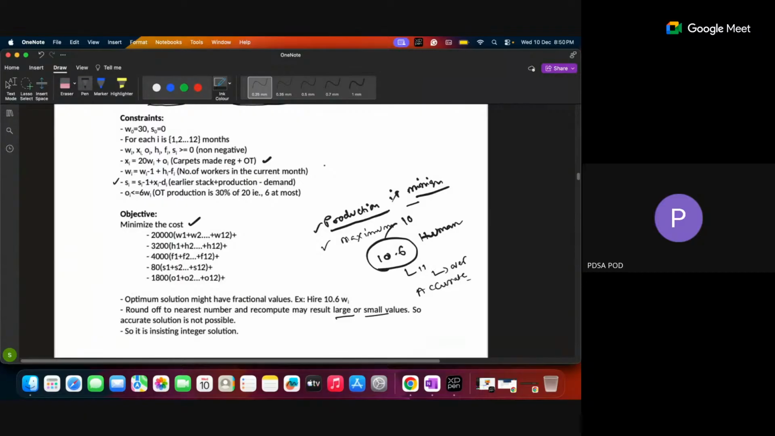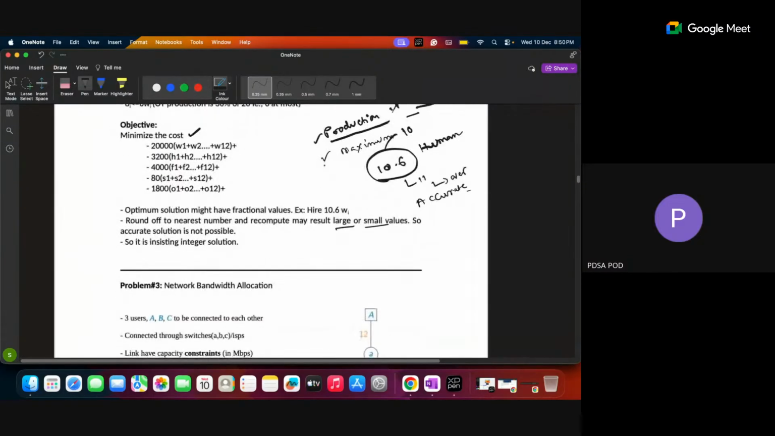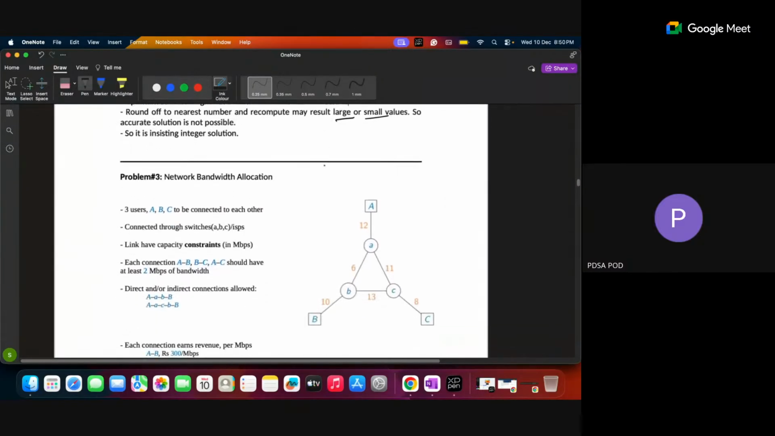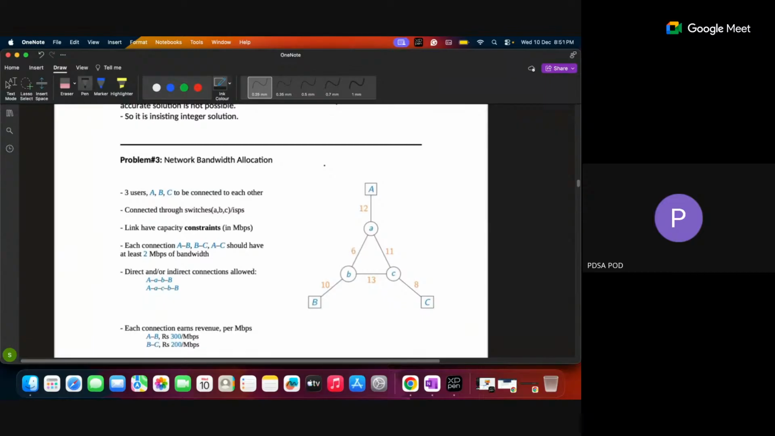But the next problem is one where linear programming is suitable: bandwidth allocation. See here, the bandwidth allocation is there. Here also is another problem they are talking about. There are three users, A, B, C, connected to each other, configured through switches. Actually, the small A, B, C are called switches. We can say it is the ISP provider which is providing. And links have capacities, which are called edge capacities. Each connection, A to B, B to C, A to C, should have at least 2 Mbps line.